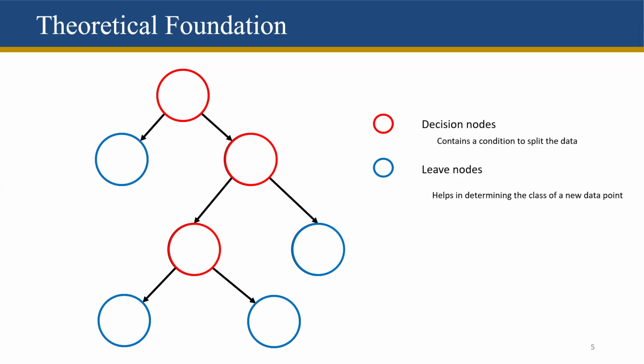Now, what they do is they help us in determining the class of a new data point. And this is very interesting. The key thing I want you to keep note of is, yes, we have the tree, but it is important to know that we have decision nodes and leaf nodes. The decision nodes contain conditions that split the data. The leaf nodes will not split the data further.